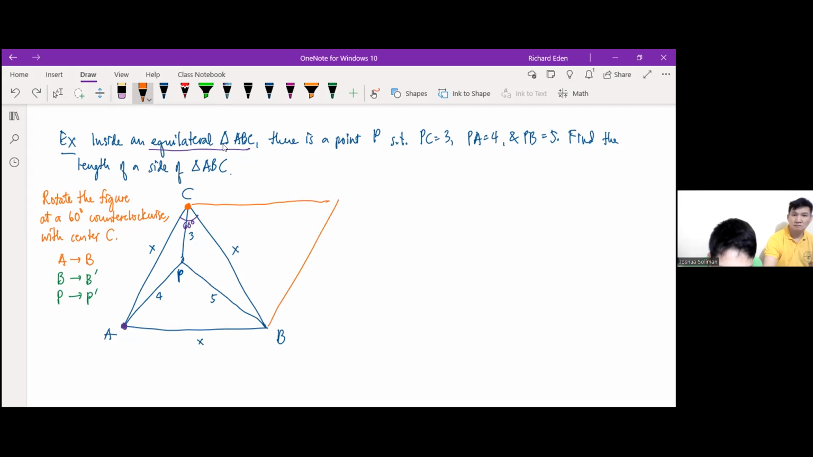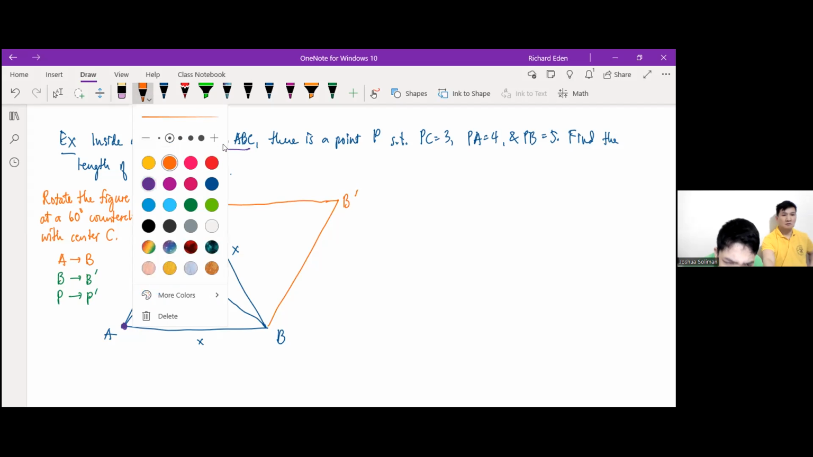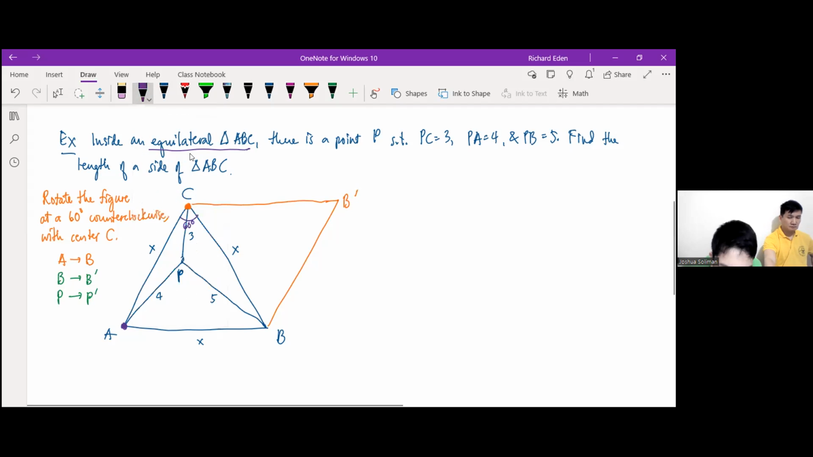Ano po, P prime ba? Yeah, P is going to be sent to P prime, but do you see that this is B prime? Okay. So it forms a parallelogram. Oo. So ito, kasi 60 degrees din yan dapat. Oh, so it will really form a parallelogram po, right. For sure, kasi you have 120 degrees up there at C. And then down at A, we have 60 degrees.